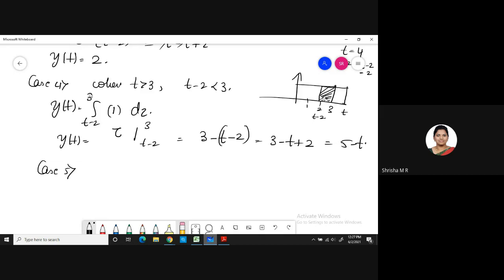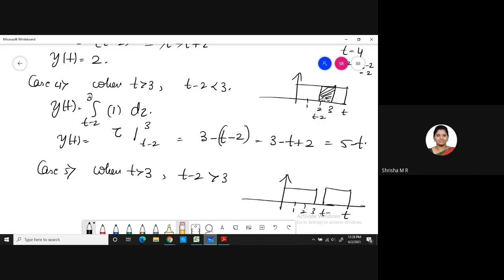Now the next case, when t is greater than 3 and t minus 2 is also greater than 3. So it has exceeded that instant 3. It is like this somewhere, t and t minus 2, both greater than 3. This is x of tau into h of t minus tau. So what is the overlapping space? There is no overlapping space, so you can take it as 0. This is how you have to do the graphical convolution.